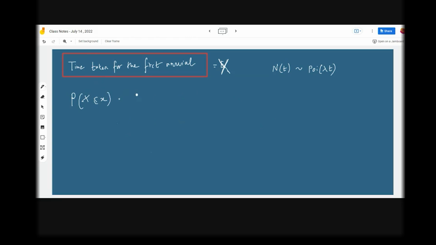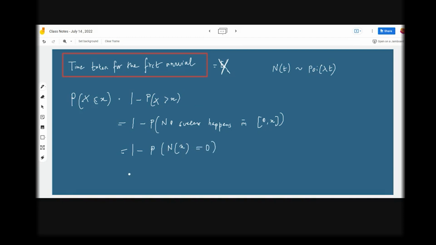There's an issue. So what if we say 1 minus the probability that X is greater than x? That means 1 minus the probability that the time taken for the first arrival is more than x. That means no success happens in 0 to x, right? This is much better. That 1 minus the probability that X is greater than x means no success has happened in 0 to x. So therefore, it's 1 minus the probability that N(x), the number of successes till time x, is 0.